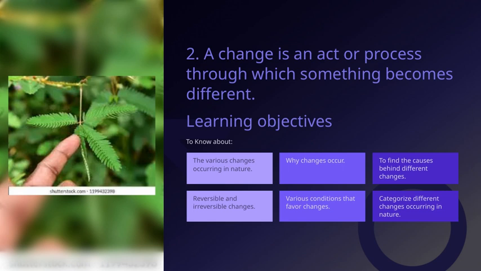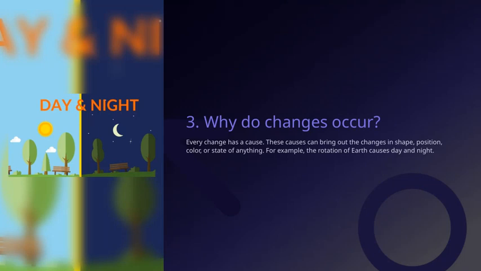We'll examine different conditions that promote these changes, like temperature, pressure, or even the presence of certain substances. Additionally, we'll try to find the causes behind various changes, helping us see the connections in nature. Lastly, we'll learn how to categorize these changes, which will give us a clearer picture of the natural processes at work. All of this ties into our overall theme of understanding the dynamic world around us and how everything is constantly changing. So why do changes happen?